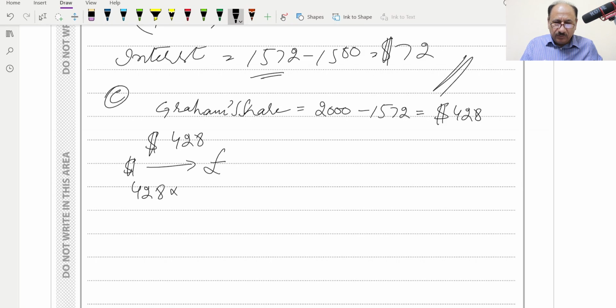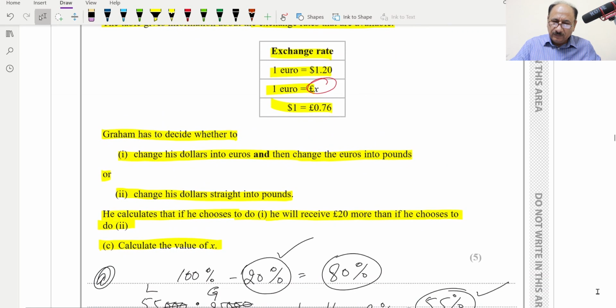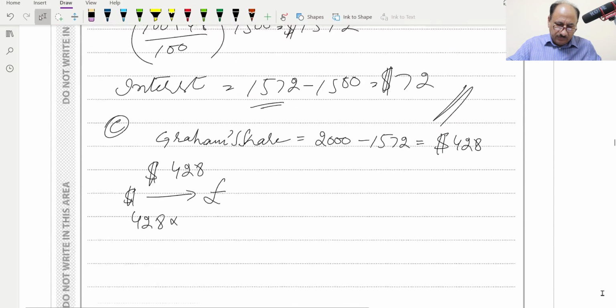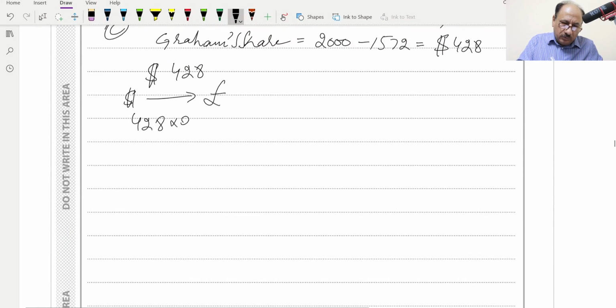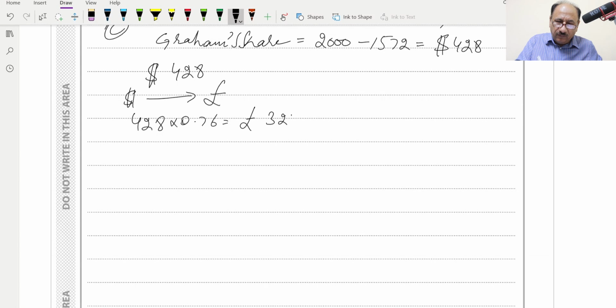$428 will be multiplied by the conversion ratio, and the conversion ratio, dollar to pound, is this one, 0.76. So we will multiply this by 0.76, and this will be equal to what? 428 multiplied by 0.76 is equal to 325.28 pounds. This is basically direct conversion, which is option 1.